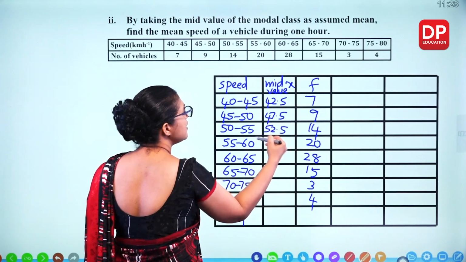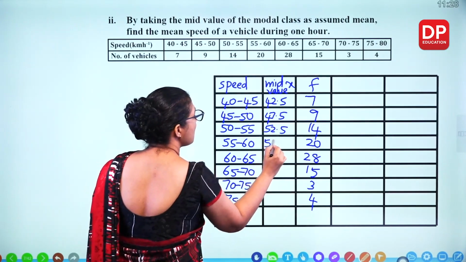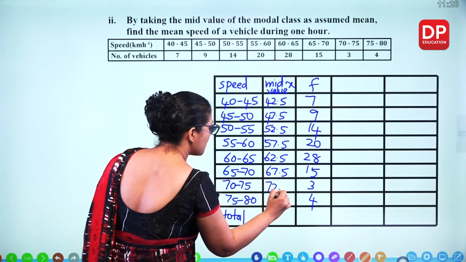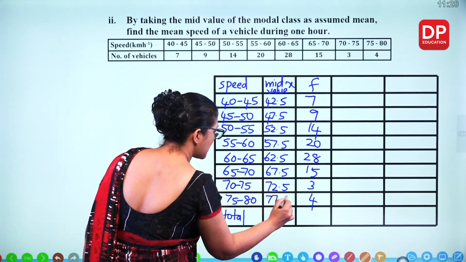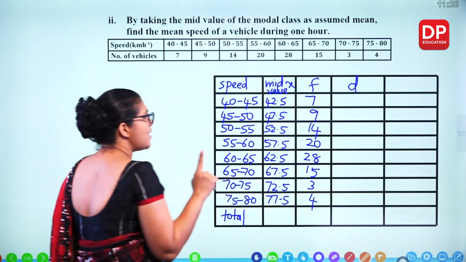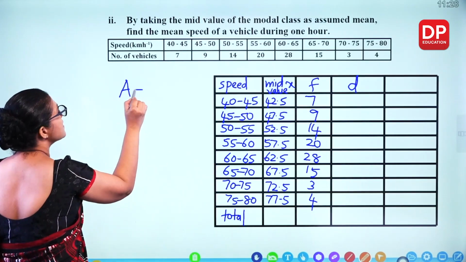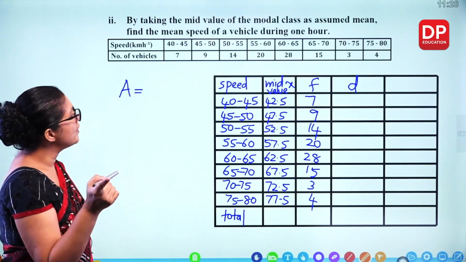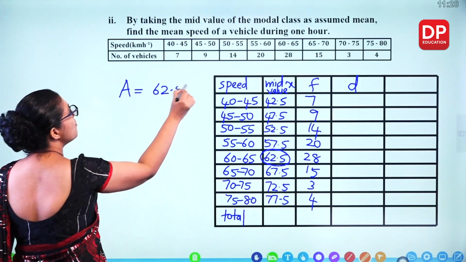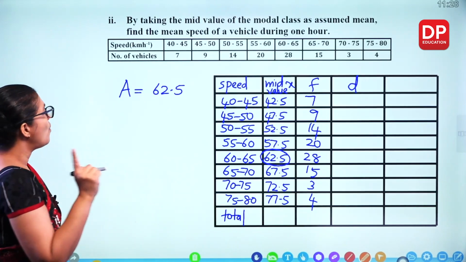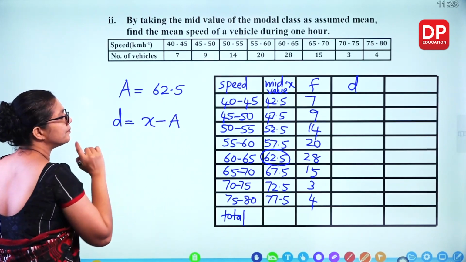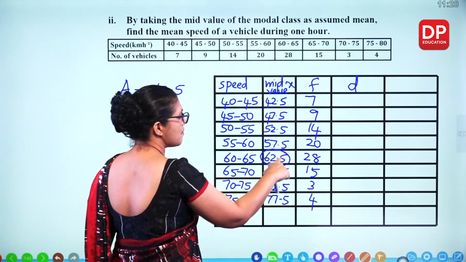52.5. Adding 5. 57.5, 62.5, 67.5, 72.5 and 77.5. And then we have to calculate the deviation taking assumed mean as mid value of the modal class. 62.5 is the mid value of the modal class. That's the assumed mean. Now, what's the formula? So, deviation becomes x minus a. We'll calculate the deviation. Subtract.